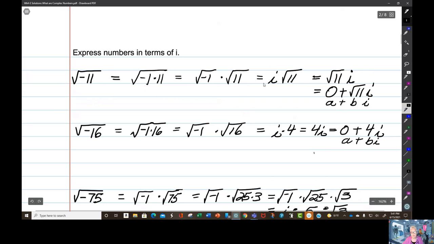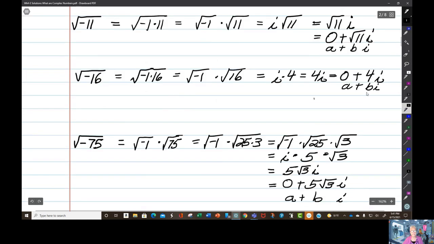So first you go through these steps and change it to the square root of 11 times i, and this is a pure imaginary number. It goes in the second position in the complex number form, and in the real number position we put a zero. So if you're asked to write the square root of 11i in complex form, this is how you would do it: 0 plus the square root of 11i.